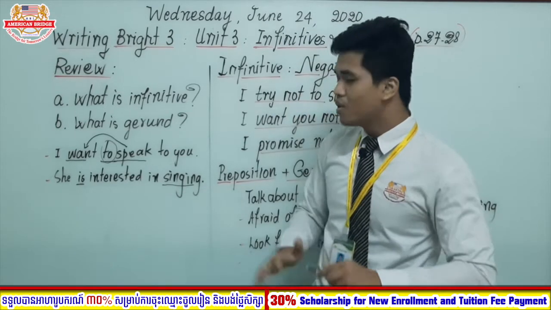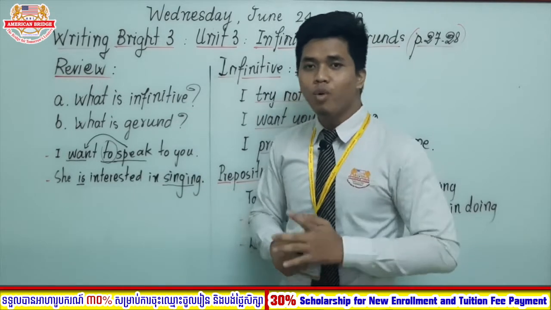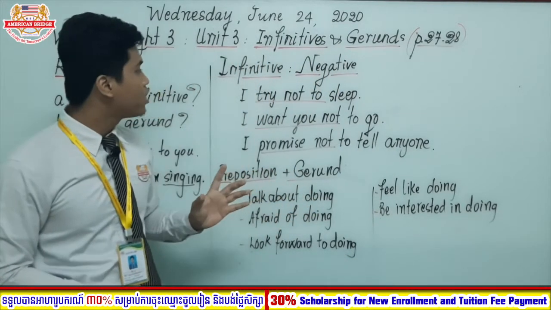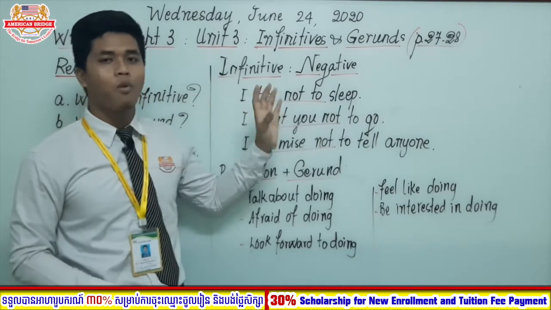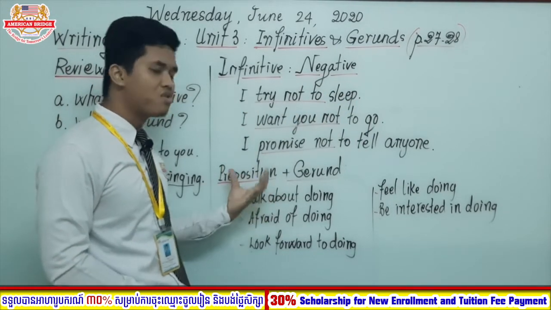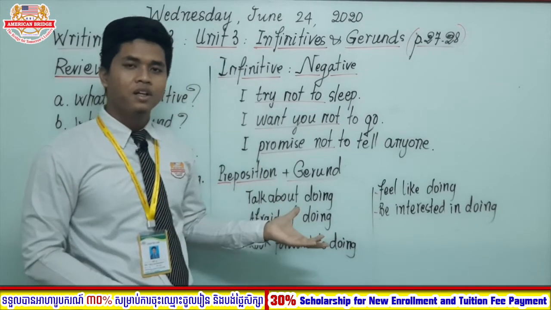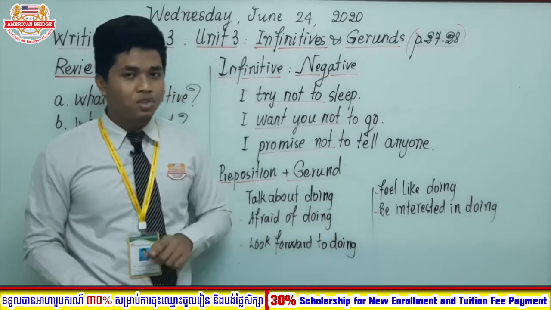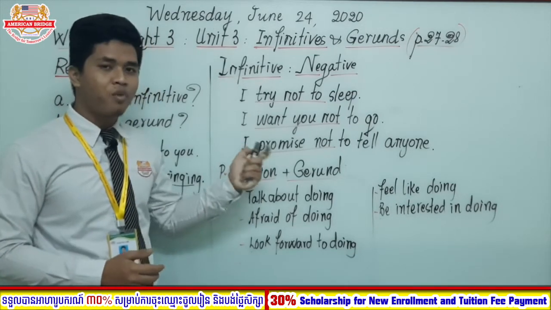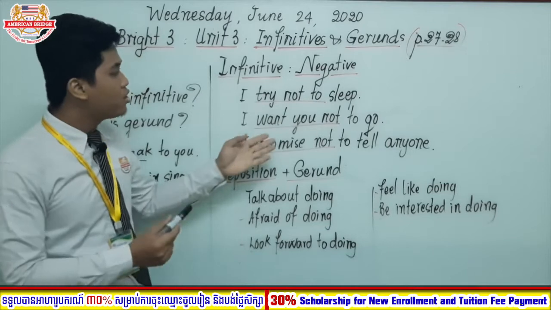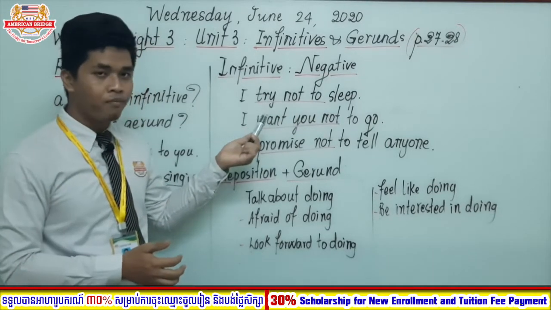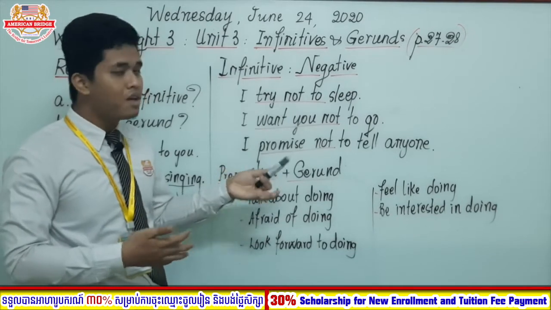Okay, very good. So in today's lesson, the important things that you need to know are how you can change the infinitive form into a negative form, and which prepositions you can use with the gerund. So pay attention to this one. So let's look at the infinitive form. So here, I try to sleep, which is the positive form. So how to form a negative form? I don't try to sleep.